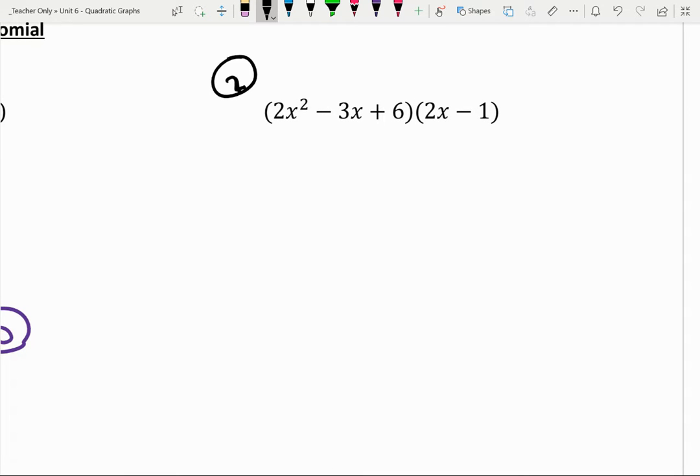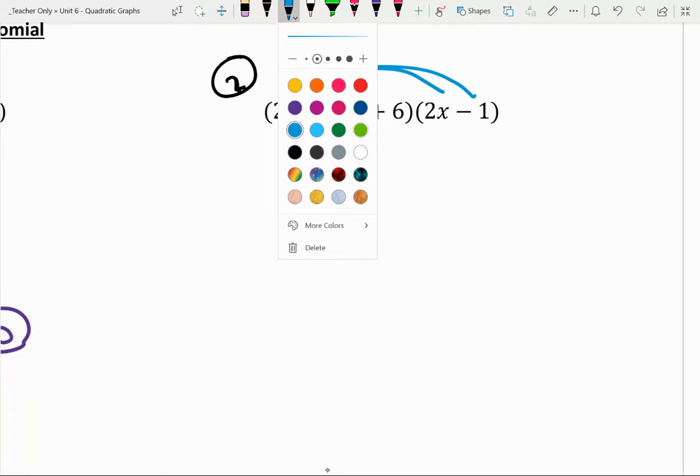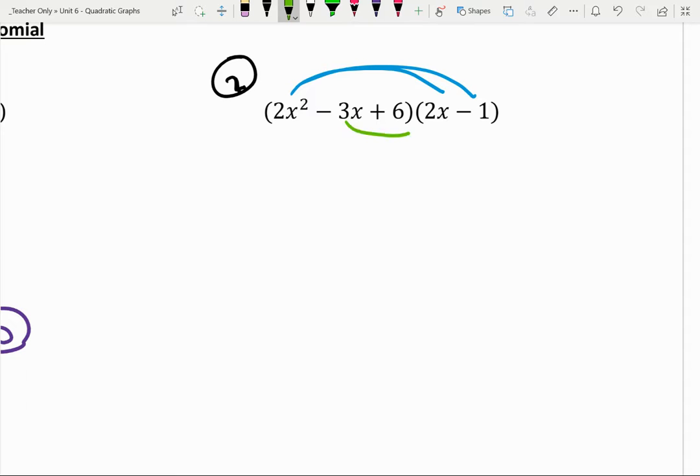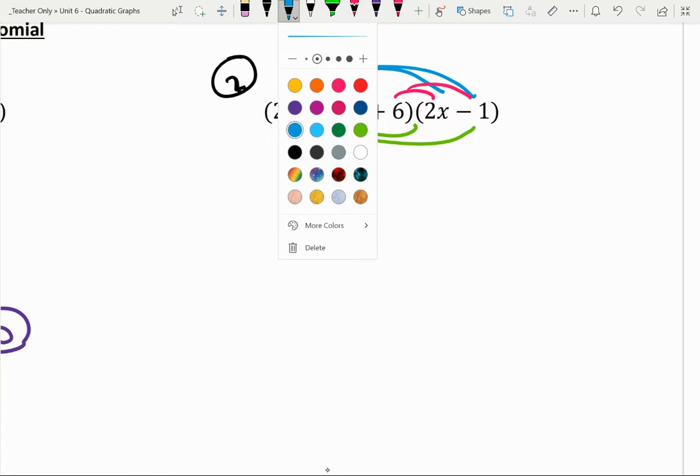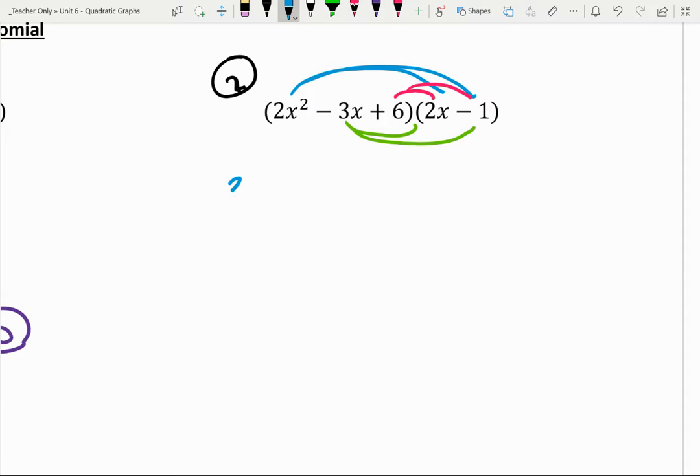So in this case, instead of double distribution, I'm going to think of it as triple distribution. I'm distributing 2x squared, and then I'm going to distribute negative 3x, and then I'm going to distribute a positive 6. You could also rewrite it so that the 2x minus 1 is the polynomial in front. Multiplication, you can rewrite it in any order. So I'm just going to go through that multiplication really quickly here, and then we'll be ready to get you started on your practice.